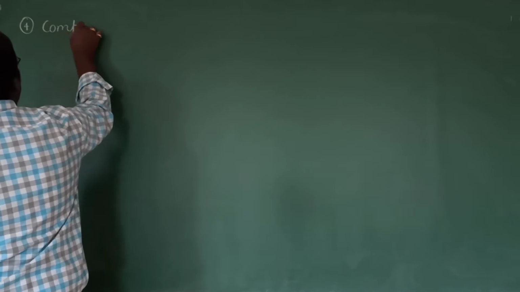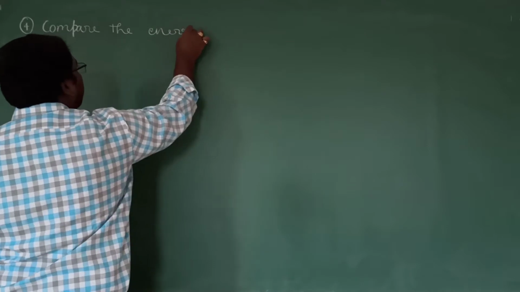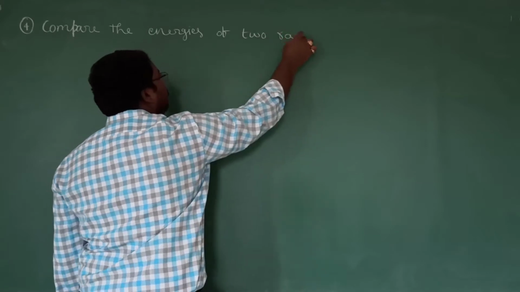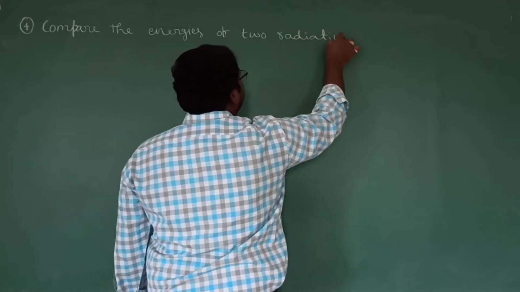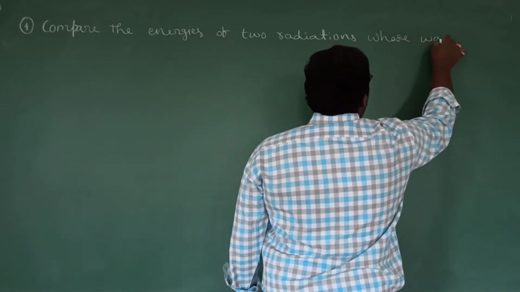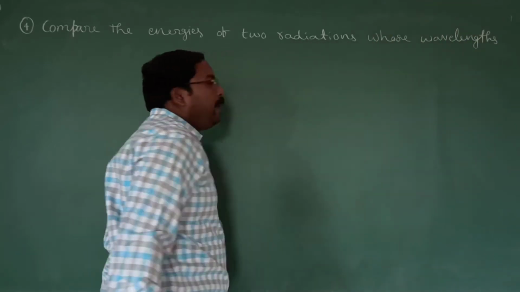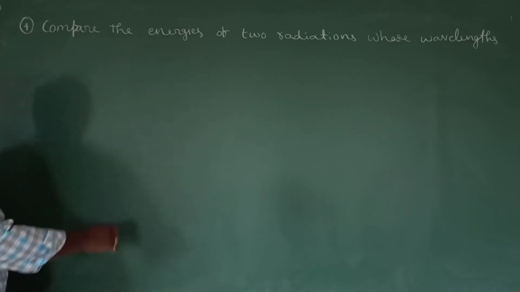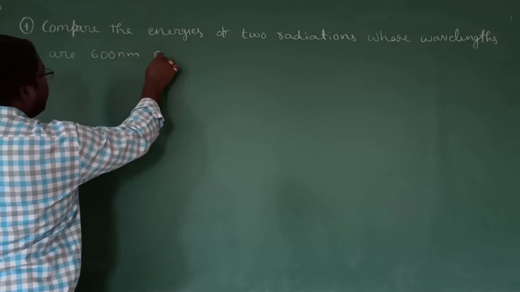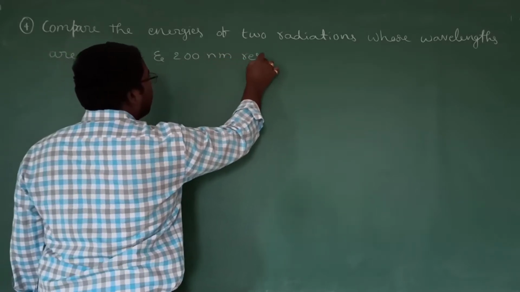Compare the energies of two radiations whose wavelengths are 600 nanometer and 200 nanometer respectively.